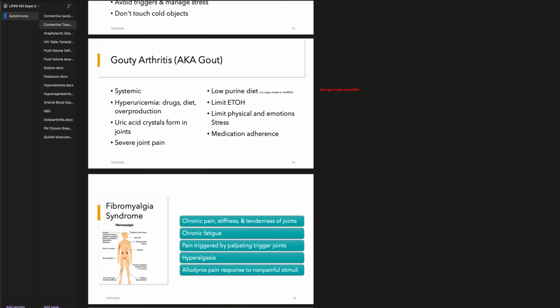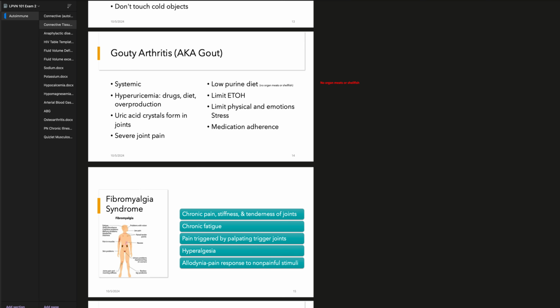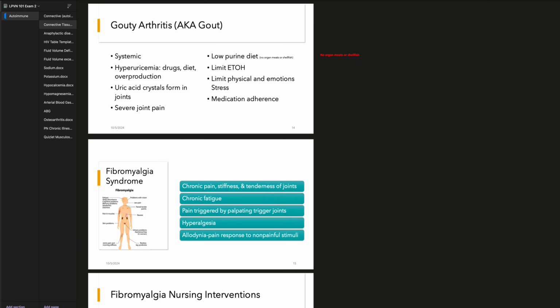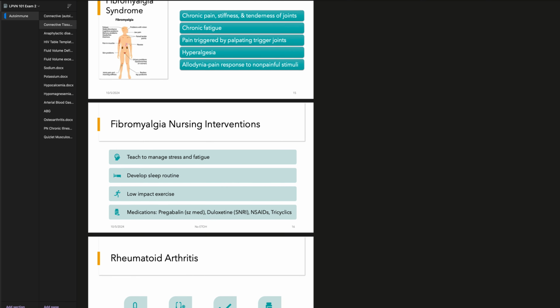Okay, fibromyalgia. I'm not really going to say a lot about this. They think it's an autoimmune condition. The only thing is that they have hyperalgesia. So they feel pain in response to things that you don't really think are going to cause pain. Like if I touch somebody on the back, they might say, "Oh, that's painful." Okay, so we're not going to really get into this too much.